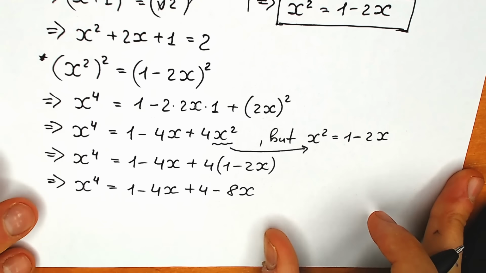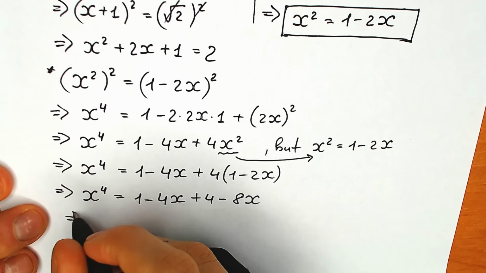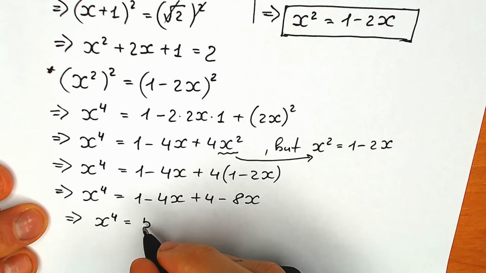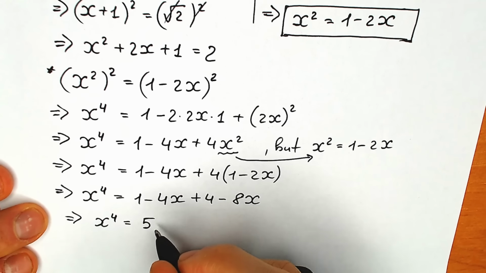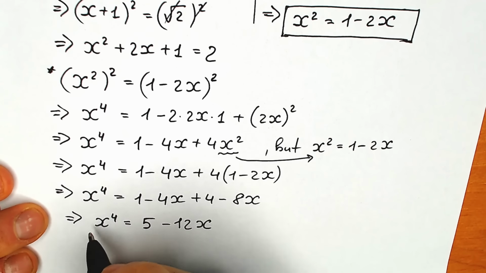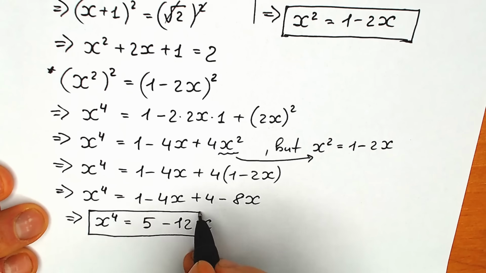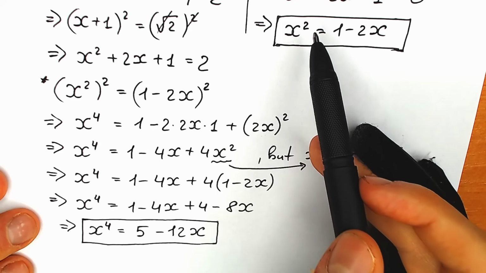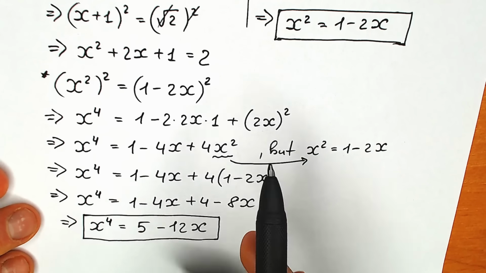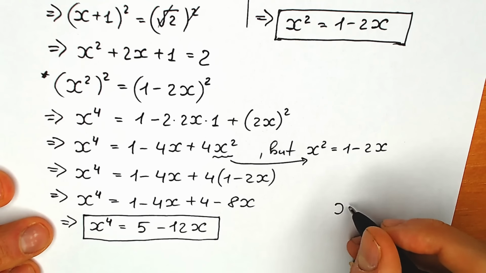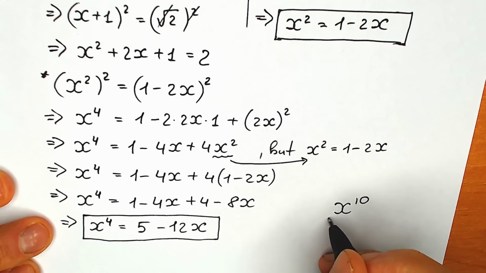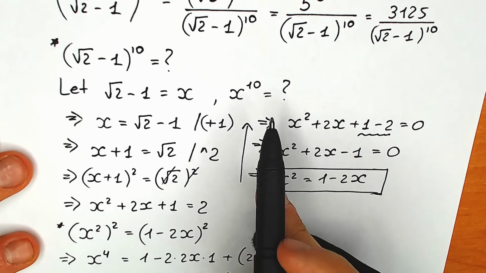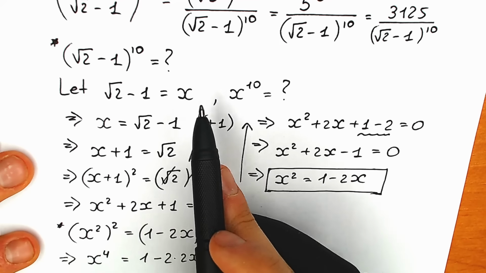So right now let's combine the common terms. We have x to the power 4 equal to 1 plus 4 equal to 5, minus 4x minus 8x, minus 12x. So right now we have x to the power 4, and this is also an extremely great expression for us. So right now we know about x squared, right now we know about x to the power 4, but just keep in mind that we need to solve it for x to the power 10. So this expression we need to find from here, because we call the substitution. This is equal to x.